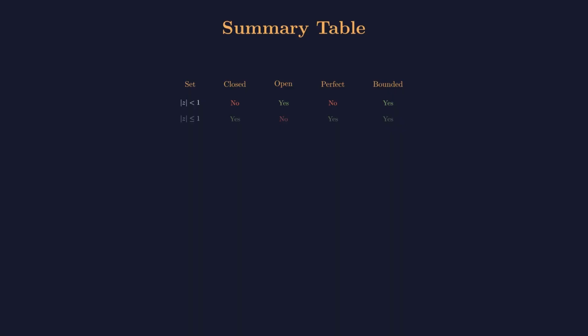Here's the full picture at a glance. Notice how each example highlights a different combination of properties. No two rows are alike.